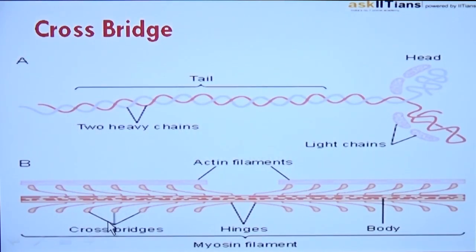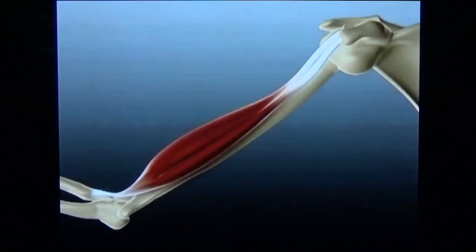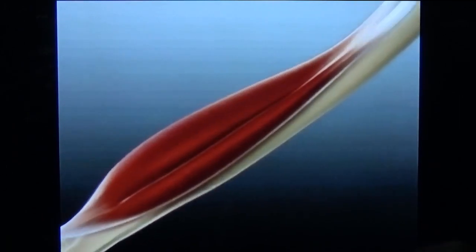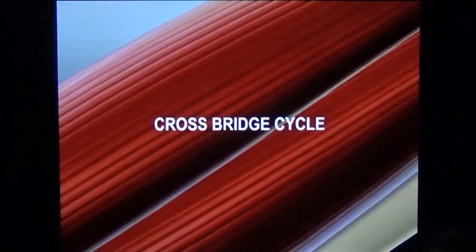You can see cross bridges here. Here we can see cross bridges are formed. These actin filaments and myosin filaments are forming a bridge, and they will in turn move. These thick filaments will move thin filaments over them. The thin filaments will slide over the thick filaments, and this bridge will cause shortening of the sarcomere, which will cause the muscle contraction. We can see with the video here, we are going to see the cross bridge cycle.